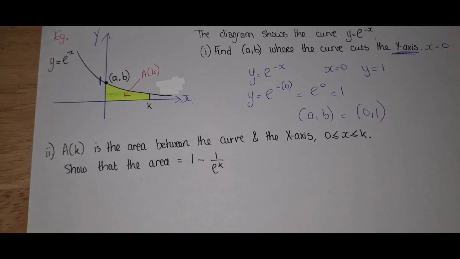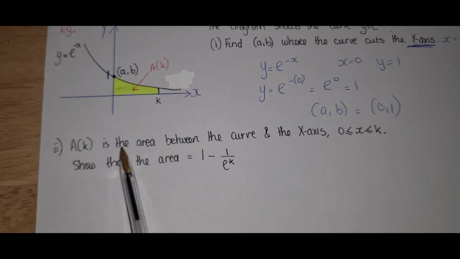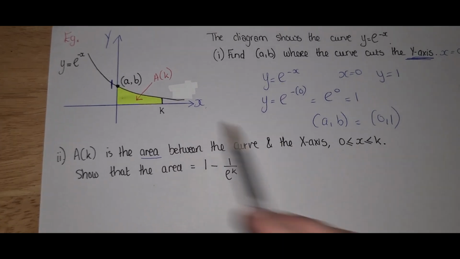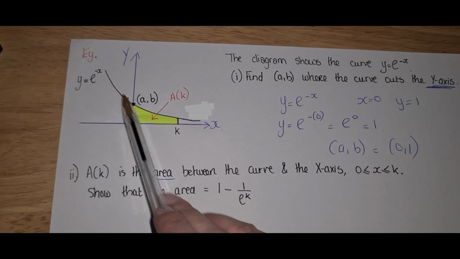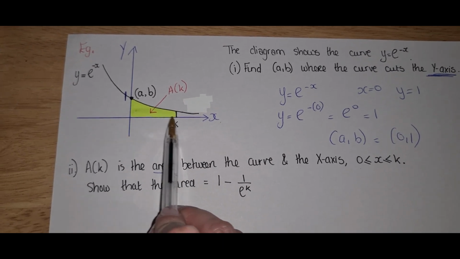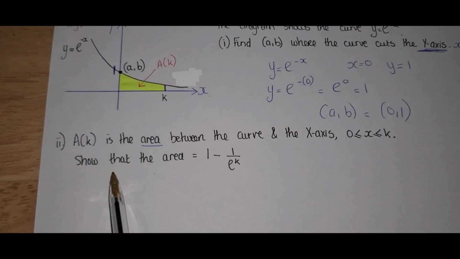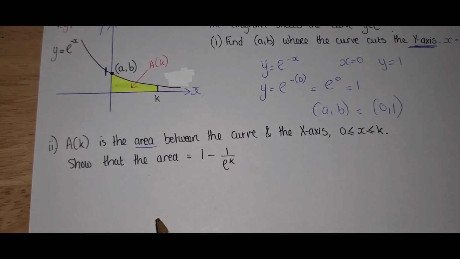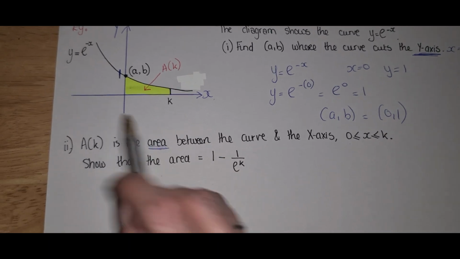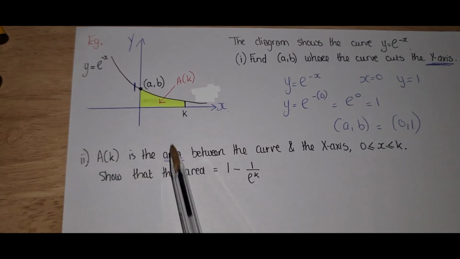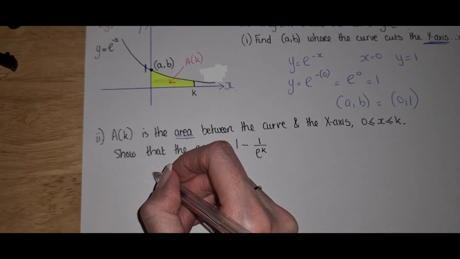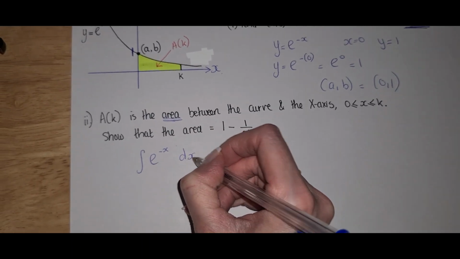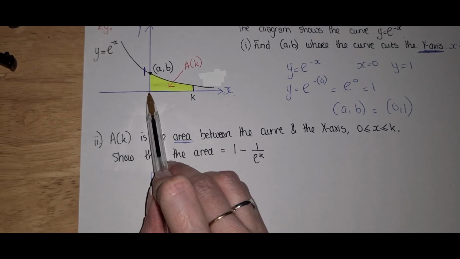Okay? Part 2, A of k is the area between the curve and the x-axis over the interval from 0 to k. So this yellow region is A of k, the area under the curve from 0 on the x-axis up to k on the x-axis. Show that the area can be given as 1 minus 1 over e to the power of k. So in order to get area, given that this is your function, we have to integrate that function. Okay, so I'm now going to get the integral of e to the power of minus x dx, all right, over the interval from 0 up to k.